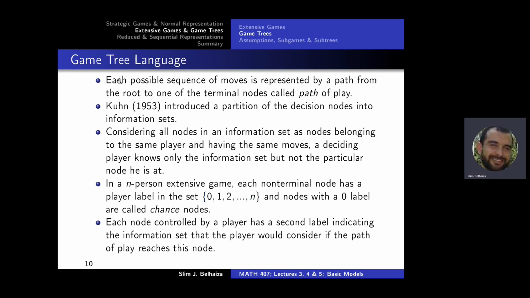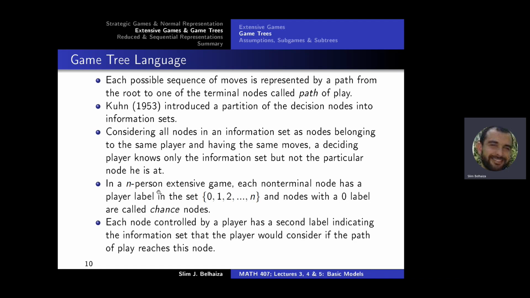From a game tree point of view, each possible sequence of moves is represented by what we call a path of play, so by a path from the root to one of the terminal nodes. And Kuhn in 1953 introduced the partition of the decision nodes into information sets. Considering all nodes in an information set as nodes belonging to the same player and having the same moves, a deciding player knows only the information set, but not the particular node he's at. And here we see how important it is to define what we call the information set for the nodes of our game tree.